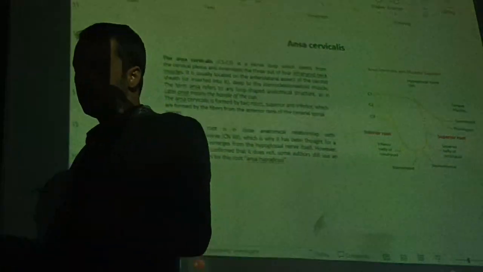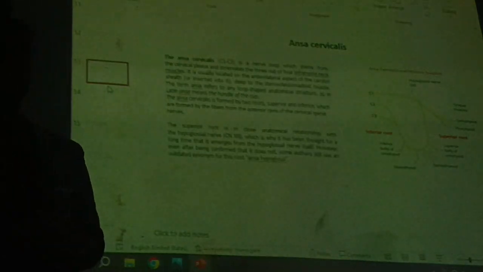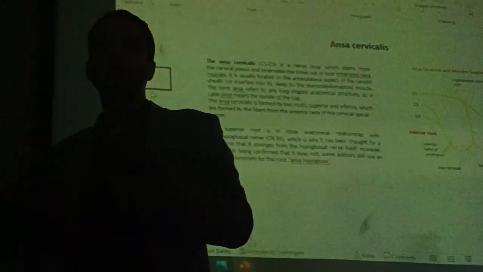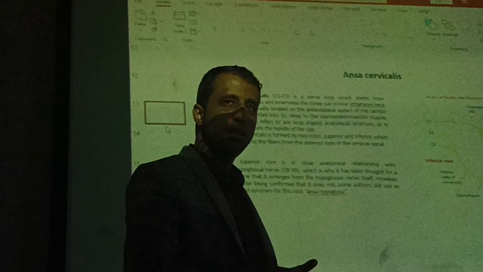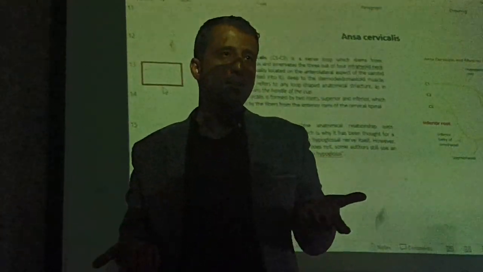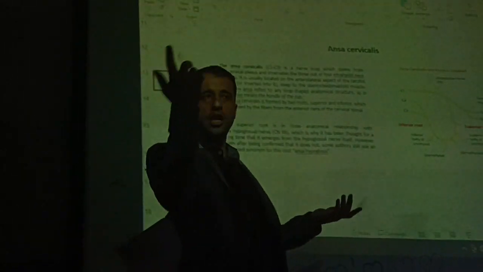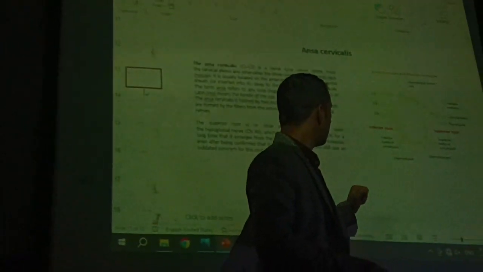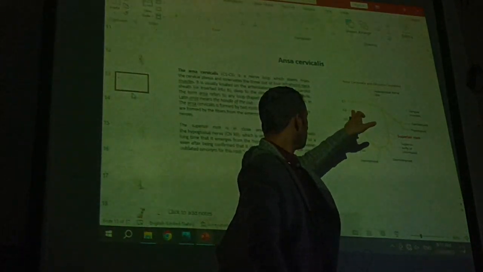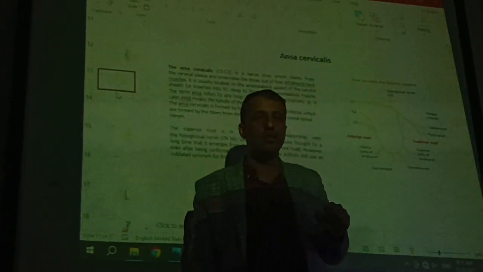Another motor branch in the cervical plexus is named the ansa cervicalis. You can see the ansa cervicalis in this area. Ansa cervicalis has a superior root and an inferior root, and these two roots connect together to make an ansa form. Ansa means a loop, like a C shape. So, superior root and inferior root, and they are also roots from the spinal nerves C1, C2, C3 and inferiorly C4.